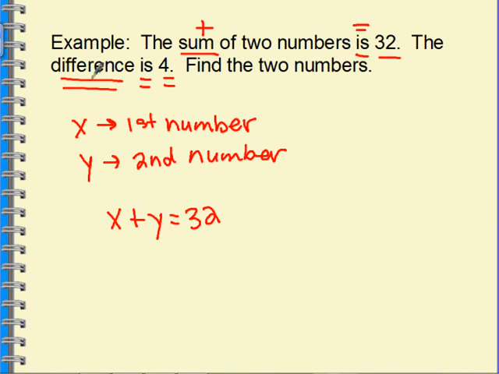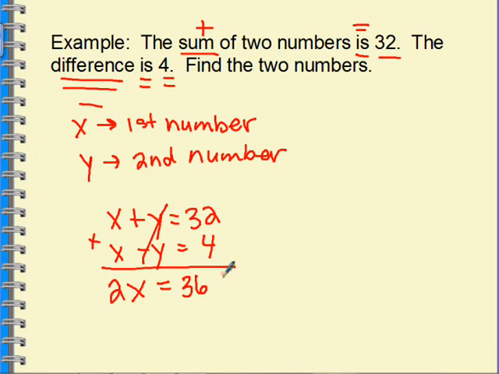The second equation says the difference, which is subtraction, is 4. So when I subtract the two, I get 4. Do you see how this is set up for elimination? Look at my y's. I have the same number in front, that invisible 1, but opposite signs. So when I add these two together, and be very careful, x plus x would give me 2x. My y's cancel out. 32 plus 4 is 36.